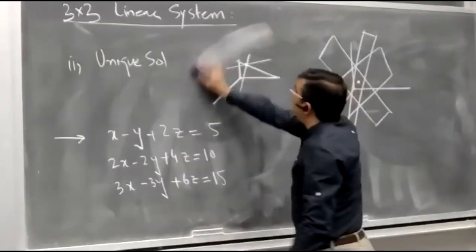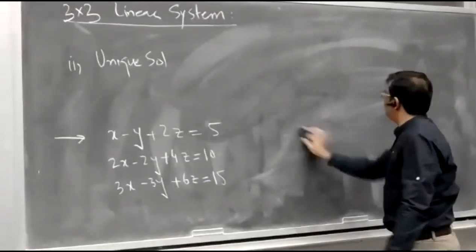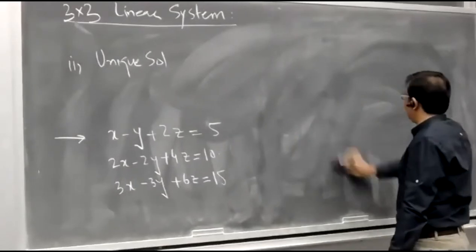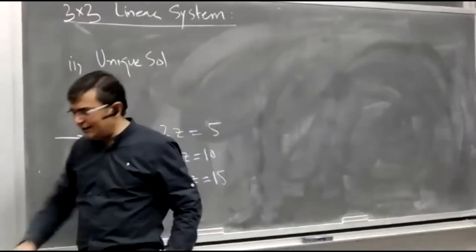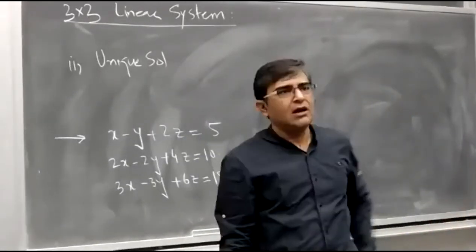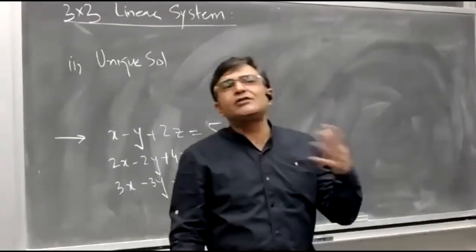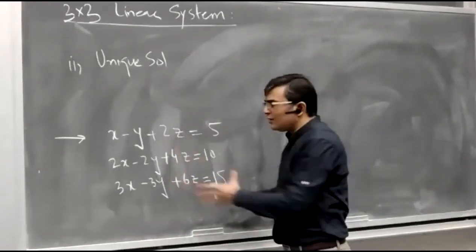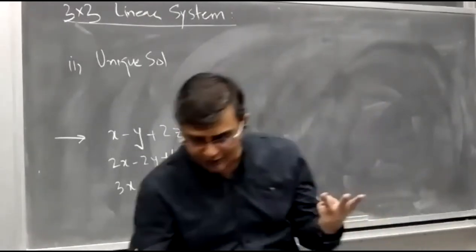Now, how to investigate mathematically whether there will be a unique solution or not? Again, the most important thing of a linear system is what? Unique solution. You need to know whether the given linear system has a unique solution or not. You solve these three equations and you get a single value of x, a single value of y, and a single value of z.